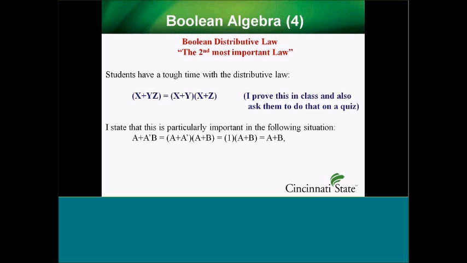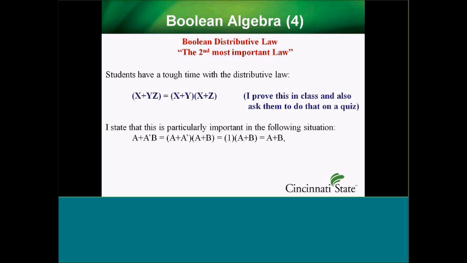So what I do is I'll prove this in class. It's just a few steps. It's not a very difficult proof to make. And then I'll actually ask them to do that on a quiz. I'll say either do it by Boolean algebra or you can show it just with truth tables. Just do the truth table for all these functions and show that this is true. I just want them to understand that this is true. And the thing about it is, it comes up a lot. It comes up an awful lot in Boolean algebra.